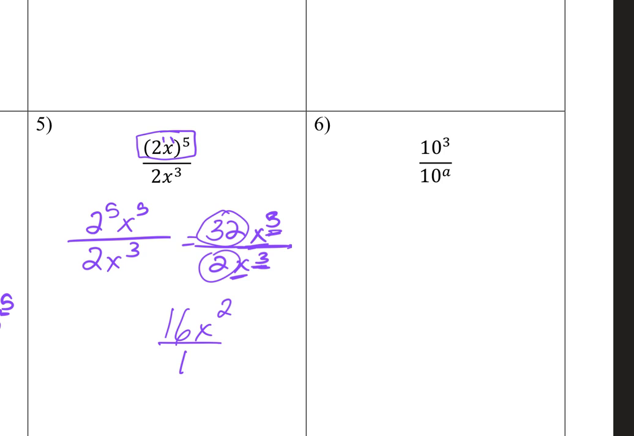And then here we are, the last one, 10 to the 3rd power over 10 to the a. We're dividing, so we subtract the exponents. So 3 minus a is the exponent. And remember, the base stays the same.